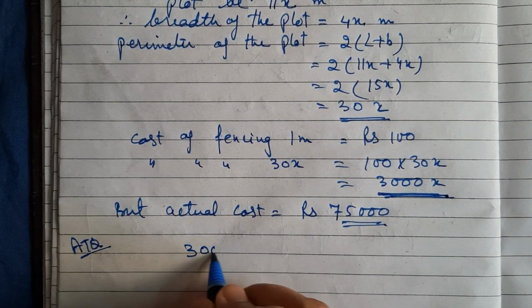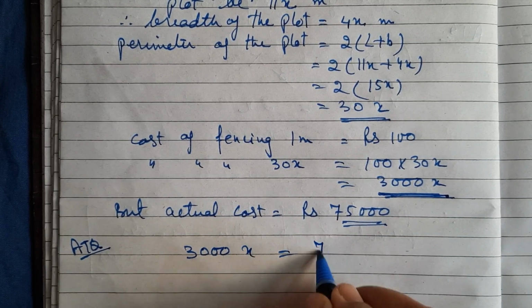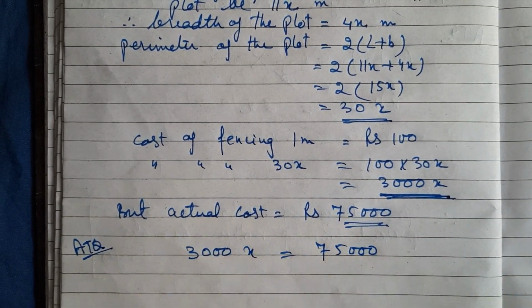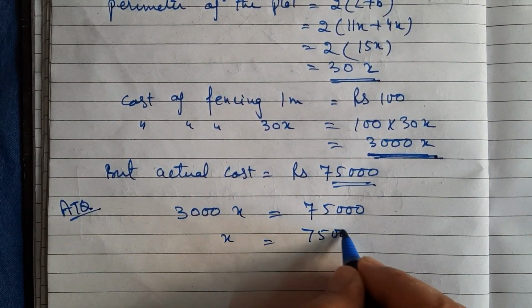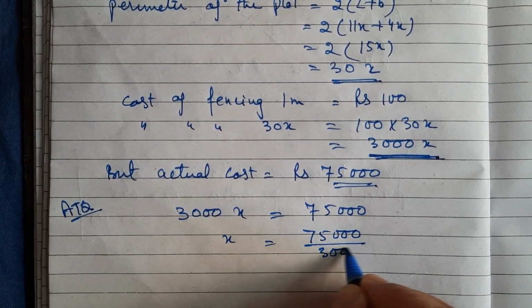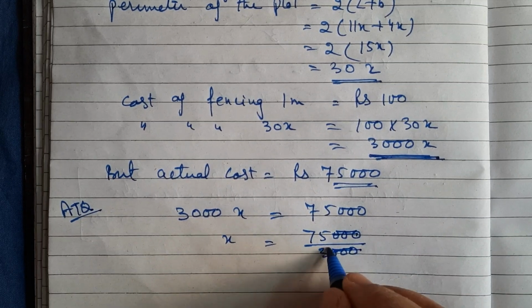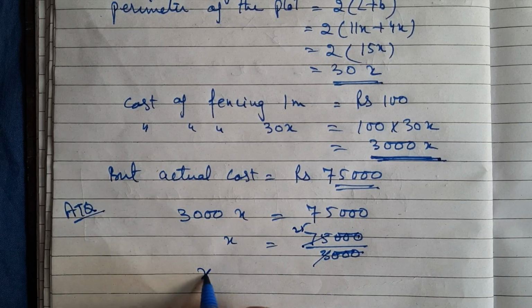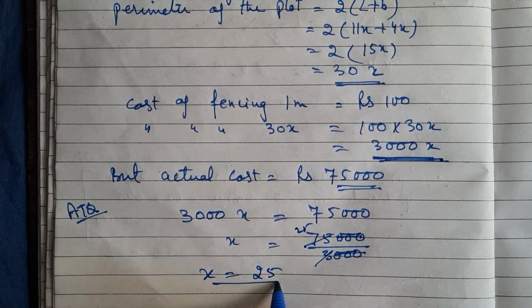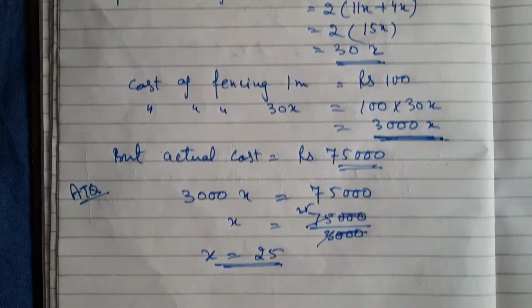3000x is equal to 75,000. x is equal to 75,000 upon 3000. Reduce it, 25. So x is equal to 25. This is the value of x.